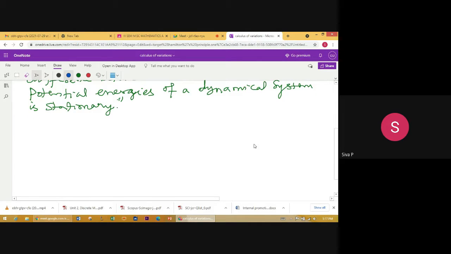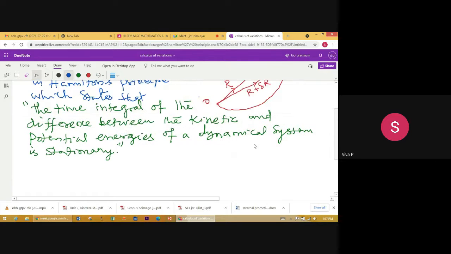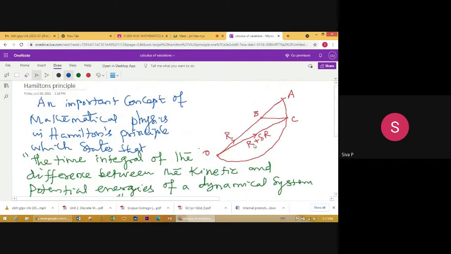Okay. How to prove this? Based on this diagram, first you have to draw this diagram. Here one curve is there. The straight line is R, and then the straight line is R plus delta R, and here the origin O, and the points you have to write B, A, and C.